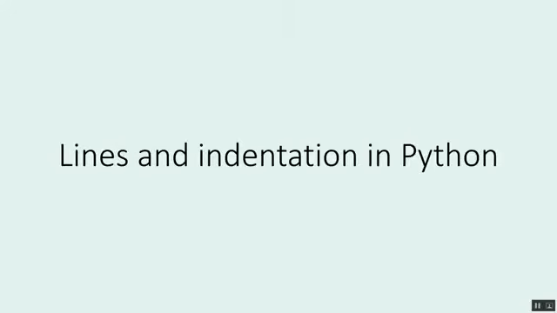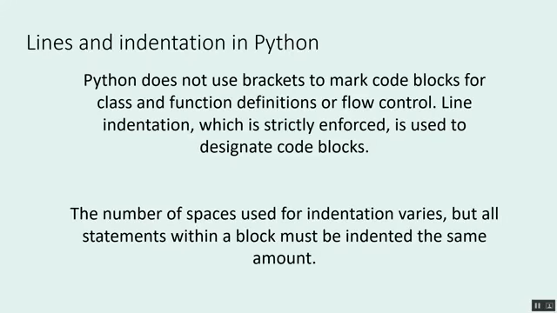Okay, so lines and indentation in Python. It says here that Python does not use brackets to mark code blocks for class and function definitions or flow control. So line indentation, which is strictly enforced, is used to designate code blocks. The number of spaces used for indentation varies, but all statements within a block must be indented the same amount. In some other languages, we group a block of code using brackets. But in Python, we group a block of code using indentation of the same amount.